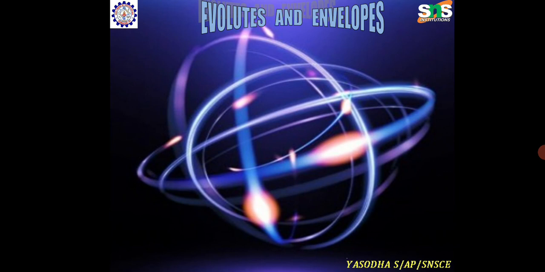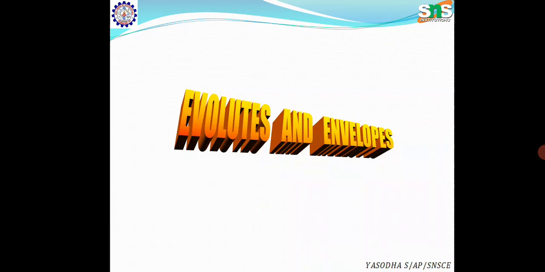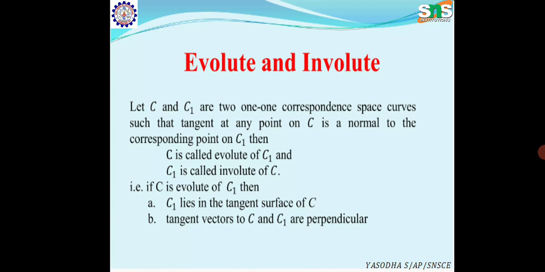Today we'll discuss evolutes and envelopes. What is evolute and involute? Let C and C1 be two one-to-one correspondence space curves such that the tangent at any point on C is normal to the corresponding point on C1. Then C is called the evolute of C1 and C1 is called the involute of C.